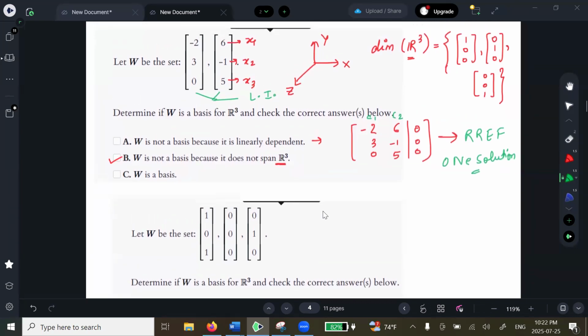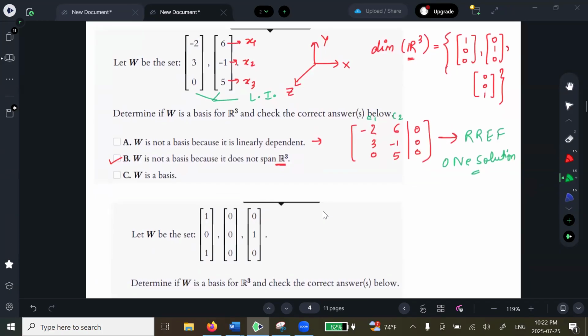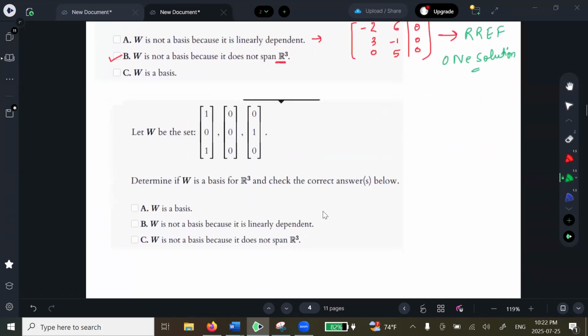Any questions with this? Anybody? Okay, let's do one more example here. Determine if W is a basis and check the correct answer below. It's either a basis or it's not a basis, and you have to pick the correct option.